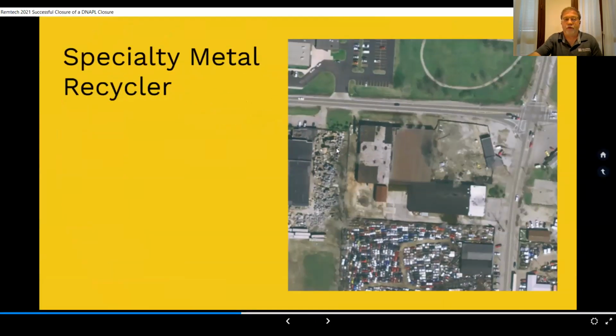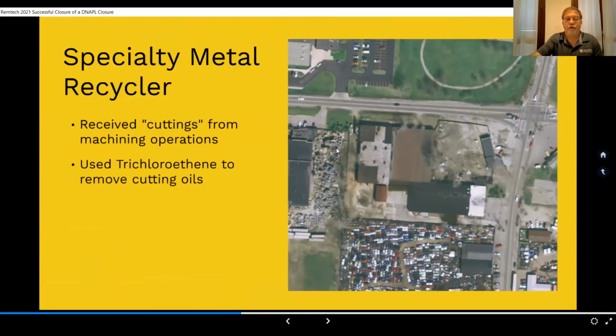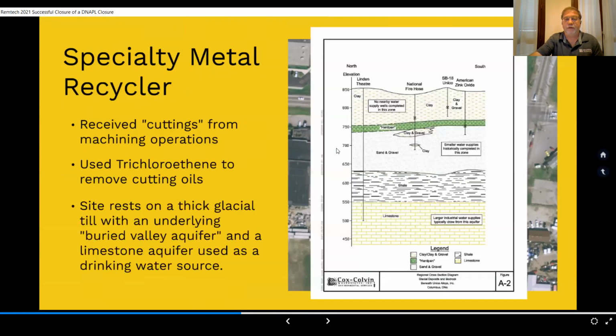This site was a specialty metal recycler in central Ohio, and they received cuttings from machining operations and used TCE to remove the cutting oils. The site sits on a thick glacial till with underlying buried valley aquifer and a limestone aquifer beneath that, which is the drinking water source. So that's one advantage: we didn't have a shallow drinking water source.